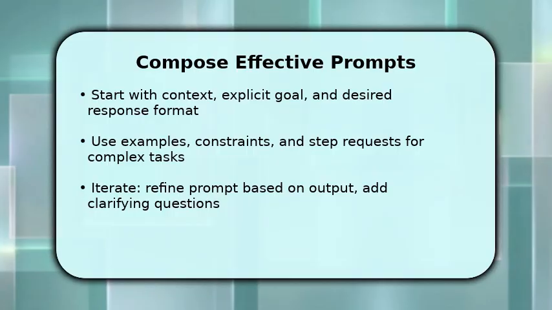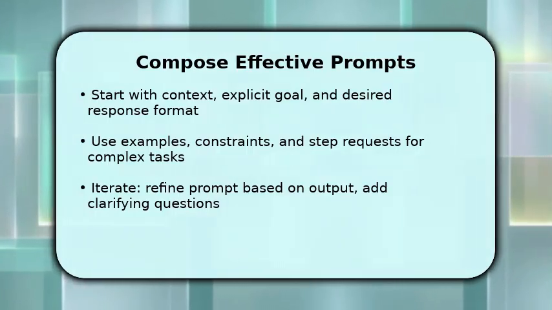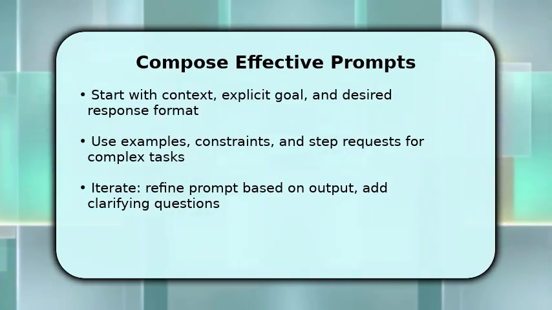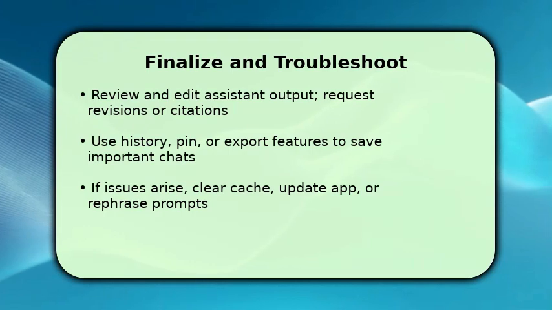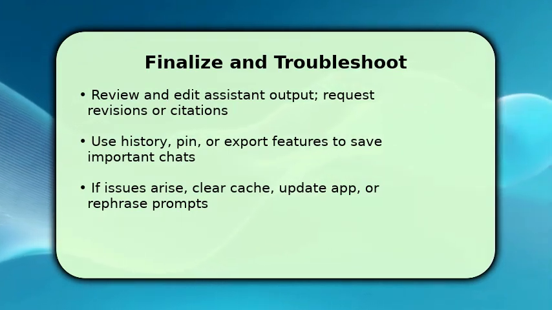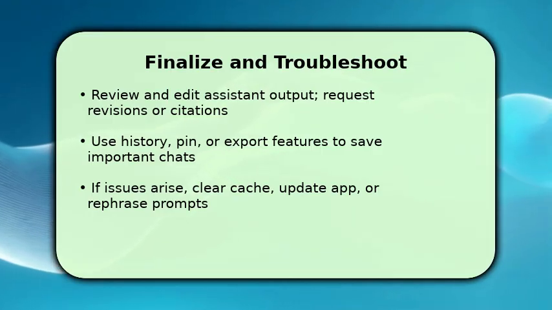If output is off, refine your prompt by adding clarifying details or asking targeted follow-ups to steer the assistant toward the result you need. Finish by reviewing the response, editing for accuracy, and asking the assistant for revisions or sources when necessary. Once satisfied, pin or export the conversation to retain results and reproduce workflows later. Make sure you test outputs against trusted references for critical tasks.